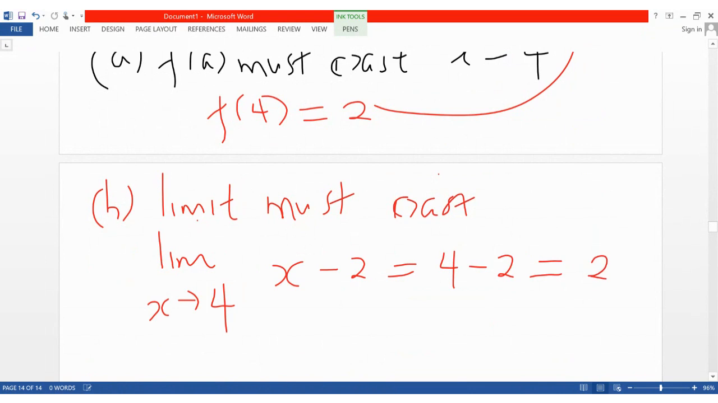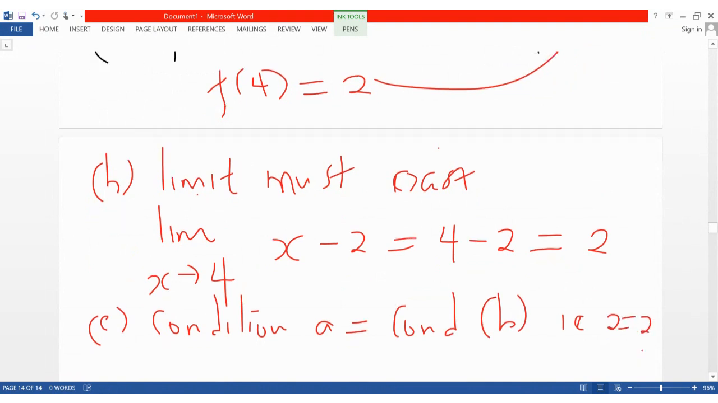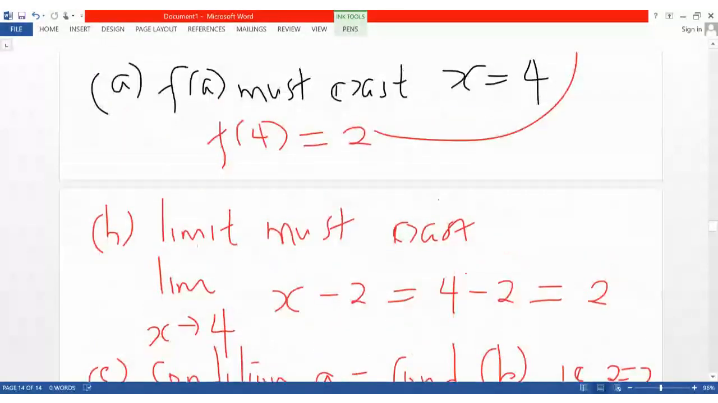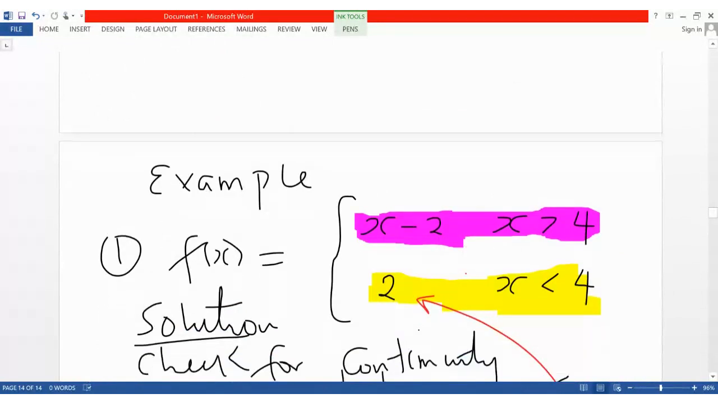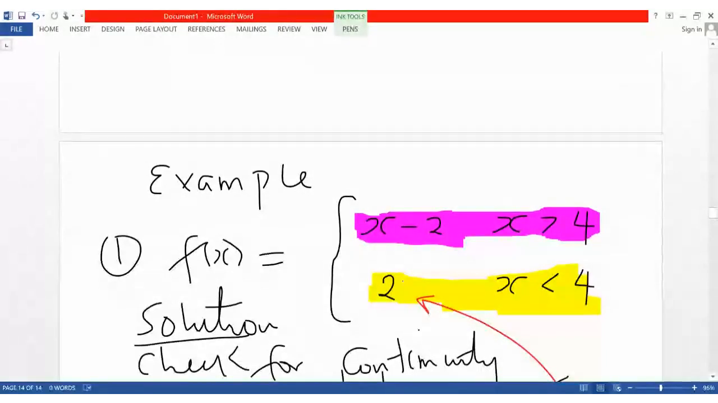See, condition A is equal to condition B, i.e. 2 is equal to 2. Hence, we can easily say it is continuous. So again, I'll repeat that: for the piecewise function, the function x minus 2 will assist us to get the limit, and the 2, you just read it as the f of a, the one that we are looking for, must exist. That is just condition number one. At least you can hear the rest are understanding from where we started. So I'll do another example of the piecewise function.